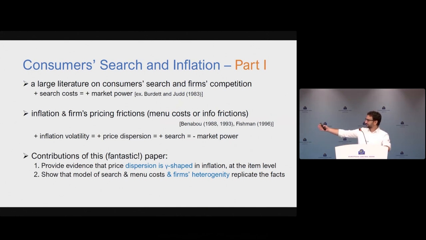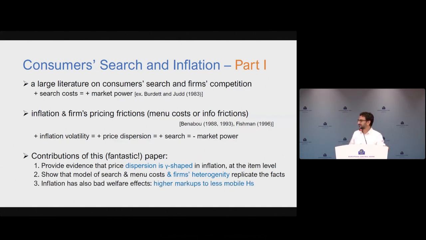And then she builds a model of search and menu cost and firm heterogeneity that replicates the fact. And the contribution is on stressing how important firm heterogeneity is. And then, among others, there is something that attracts my attention: she shows inflation also has bad welfare effects. So she emphasized the good welfare effect, but the picture is U-shaped. It comes back, and there is this effect that if there are more people that search, the ones that stay with the firms are the ones that are less elastic. So for them, the markup increases, and this is a welfare loss, okay? This was absent in other papers.